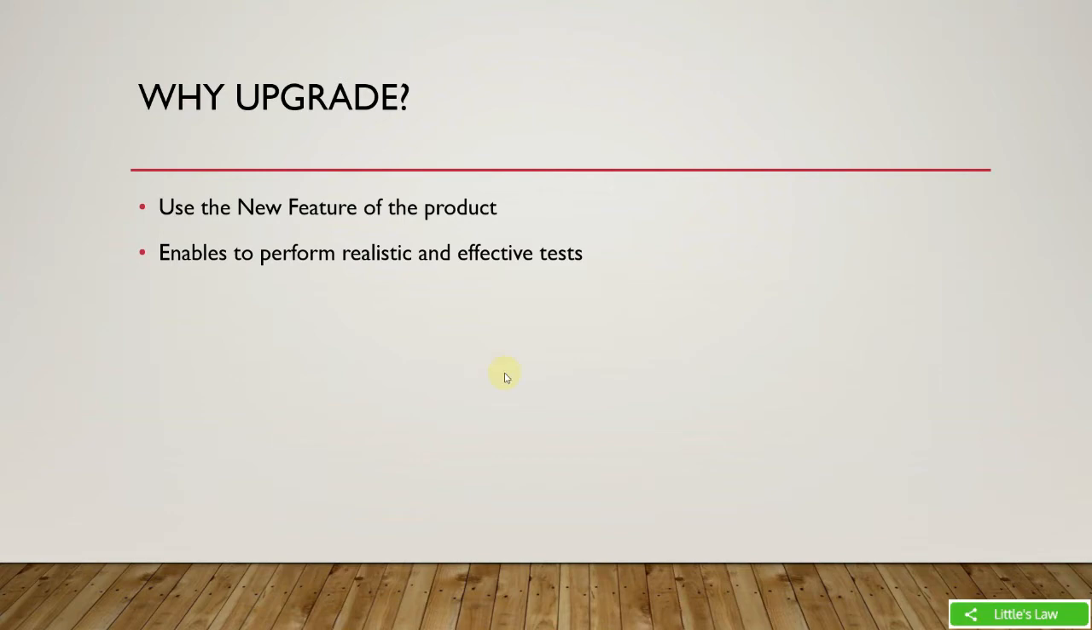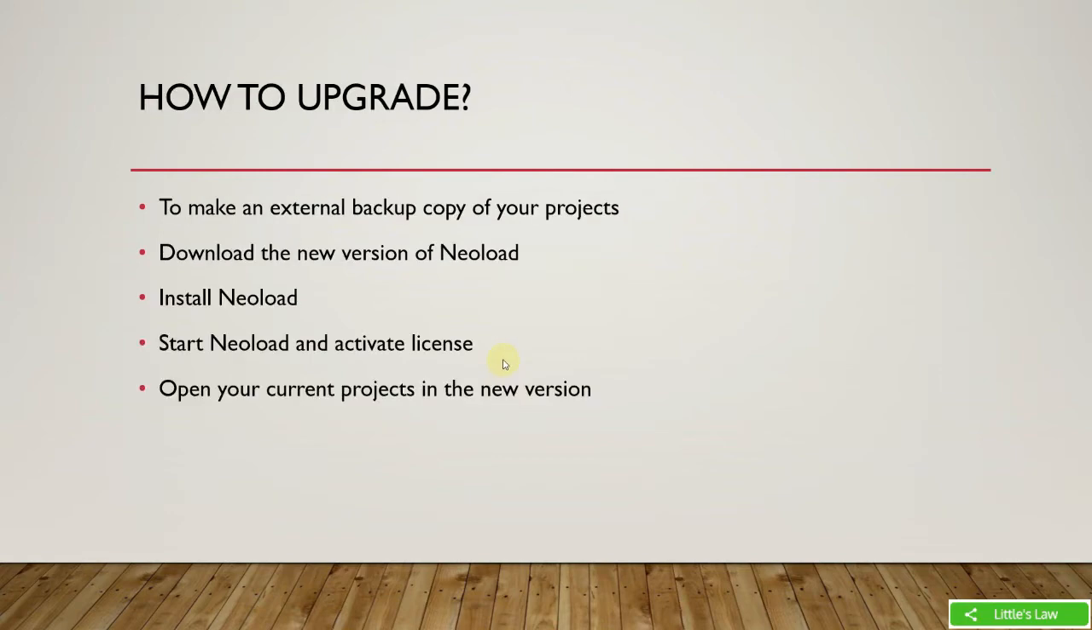Let us see how to upgrade Neoload step by step. First, make an external backup copy of your projects. Second, download the new version of Neoload. We have two options. I will show you how to do it. And then the third step is install the Neoload in the suggested default directory, start the Neoload and activate the license, which is the latest license. And finally, open the current projects in the new version for Neoload to upgrade them.